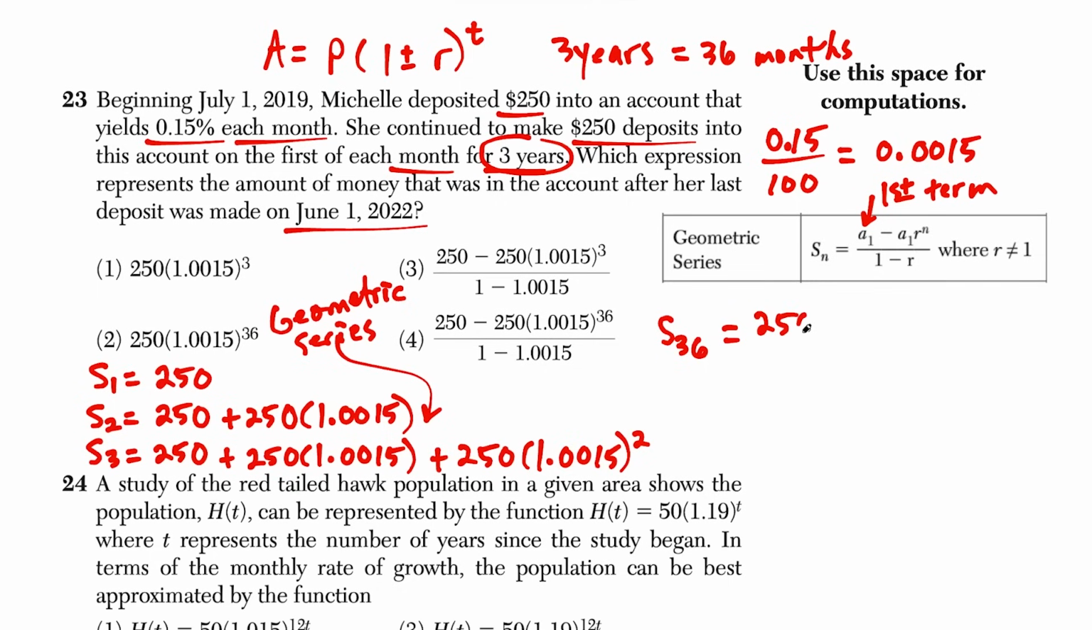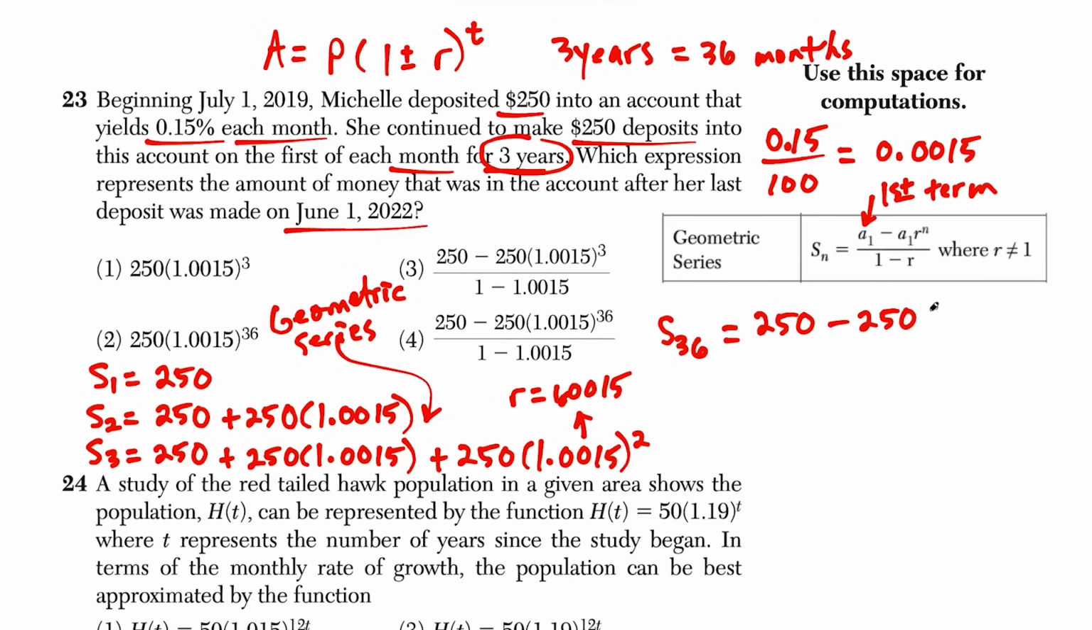And then we're going to have 250 minus A1 is still 250. But the R value, that's the common ratio. That's what we're multiplying by each time. So our R value we could find from any one of these is 1.0015. Okay, so there's our R value.